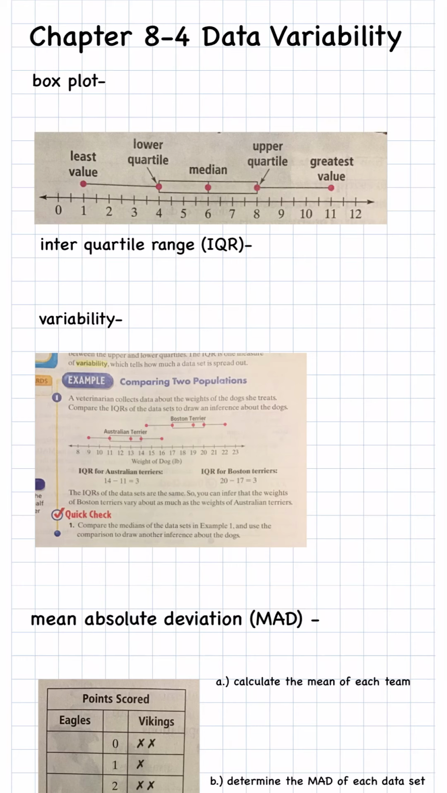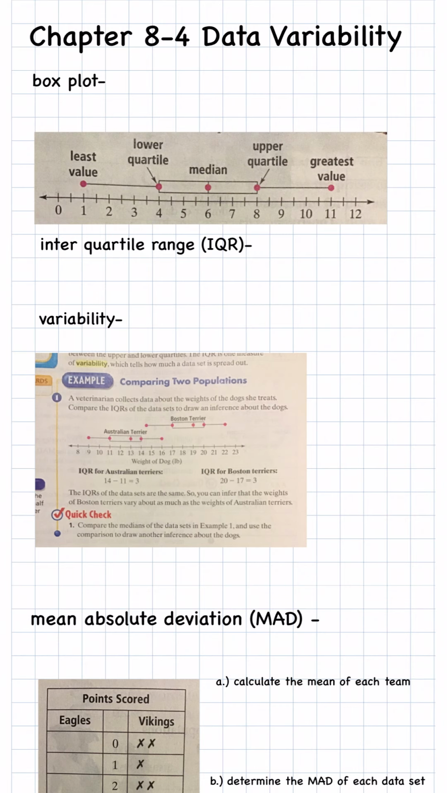Class, today we're looking at Chapter 8, Lesson 4, Data Variability. Ooh, that was a hard word to say. So you can use random samples to compare two populations.